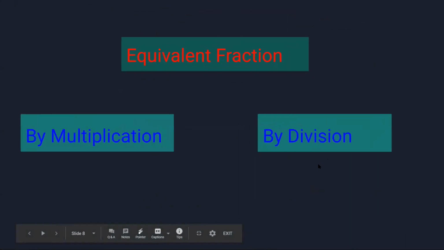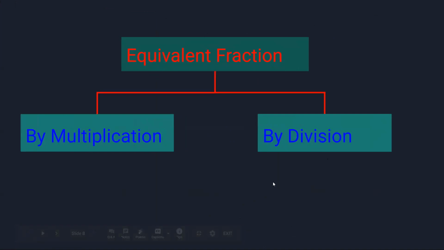In this way, students, we can find out the numerator as well as the denominator. So there are two ways to write the equivalent fraction. The first way is by multiplication and the second method is by division. We will take the examples one by one to understand it better. So first of all, we will take the multiplication method, how we can write the equivalent fraction by multiplication.